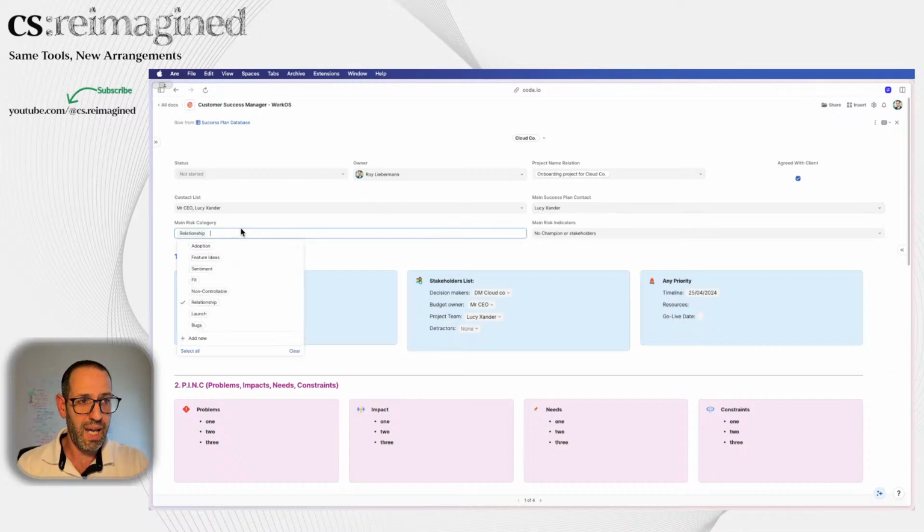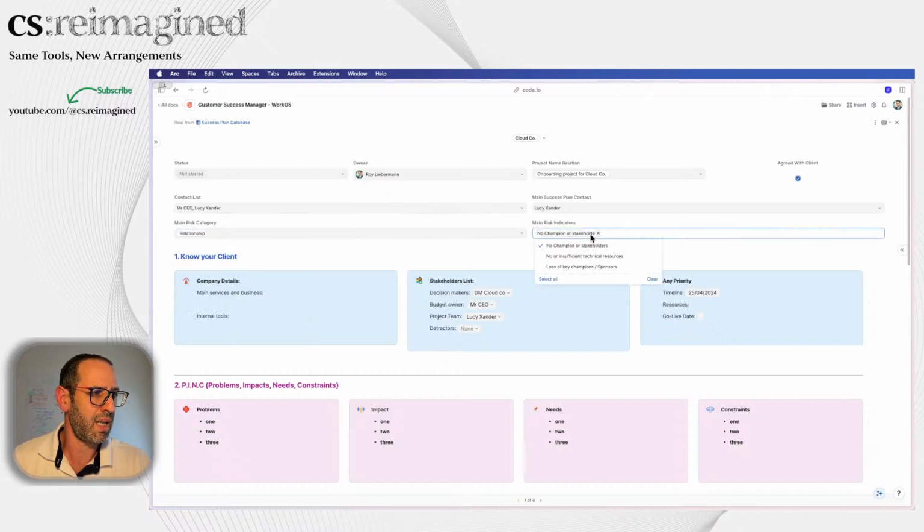If the customer has any risk with us, we want to record it. We want to understand what it is exactly. In this one, we can just click and choose, let's stay with the relationship, and understand that the main indicators can be either there's no champion or stakeholders, or maybe not enough technical resources for them to do the onboarding, and therefore we are actually at risk as well.